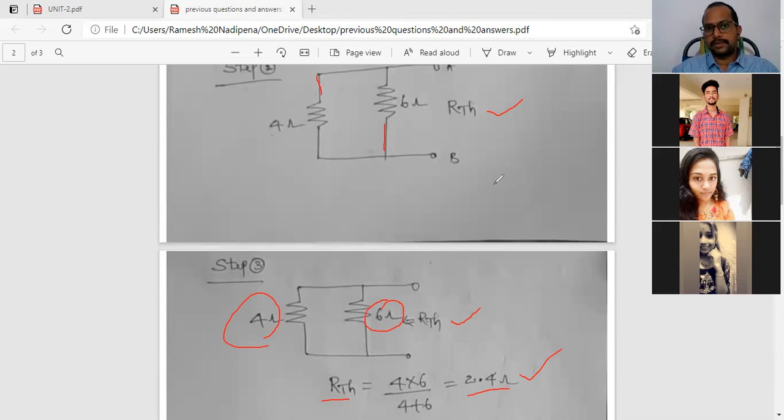All if you draw the circuit diagrams. Sir, I equal to 0.8. Correct, ma. Exactly. Correct. I equal to 0.87. Correct.